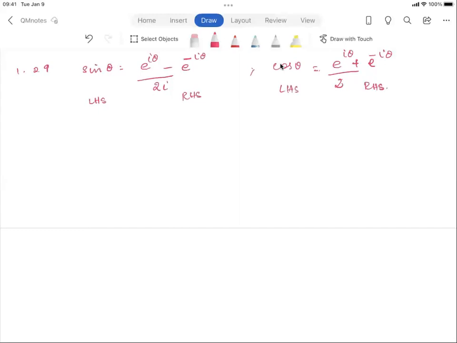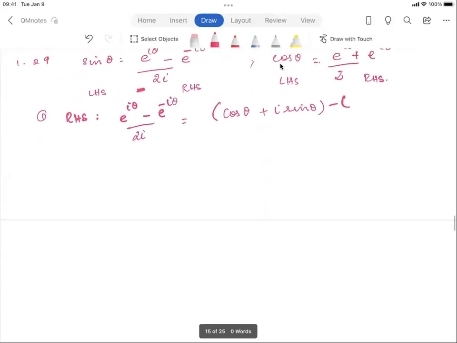So let's start with the right-hand side of the sine theta equation, which is e to the power i theta minus e to the power negative i theta over 2i. Now, we know that e to the power i theta can be written as cos theta plus i sine theta. In a similar way, e to the power negative i theta can be written as cos theta minus i sine theta. Now we are dividing everything by 2i.